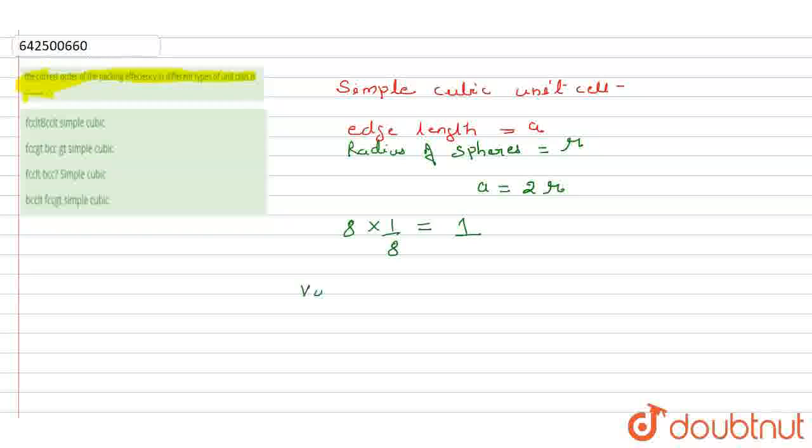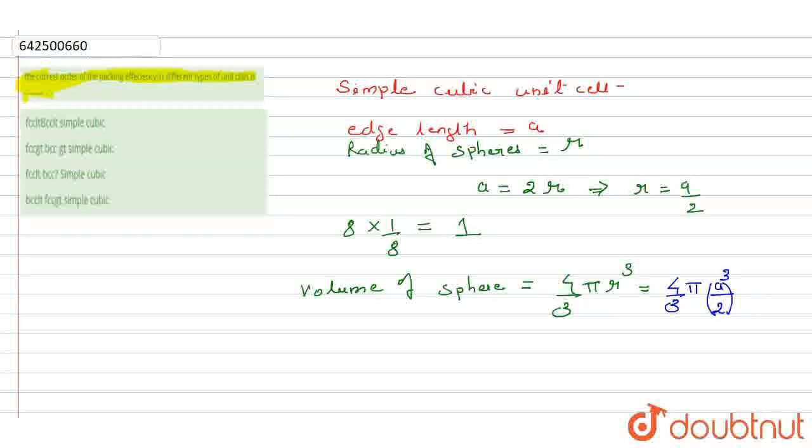Now next we have the volume of the sphere. Volume of sphere is equal to 4 by 3 pi r cube. Now substituting the value of r, this r will become a by 2. Here we get 4 by 3 pi, a by 2 whole cube. Now, as we know, the volume of the cube is equal to a cube.